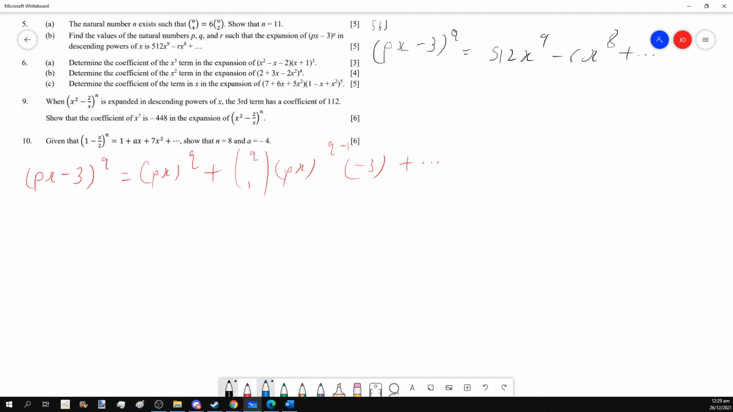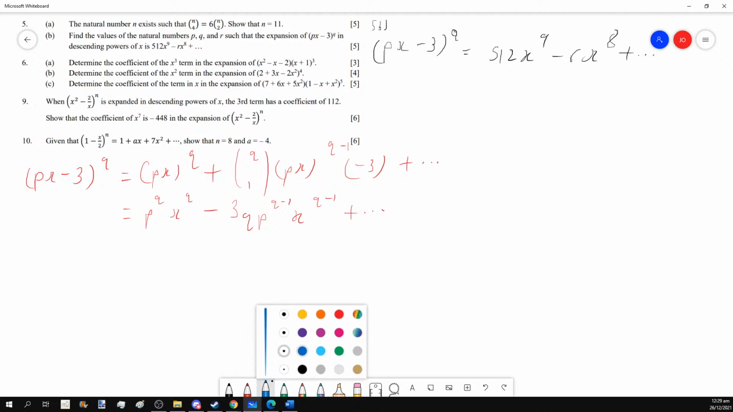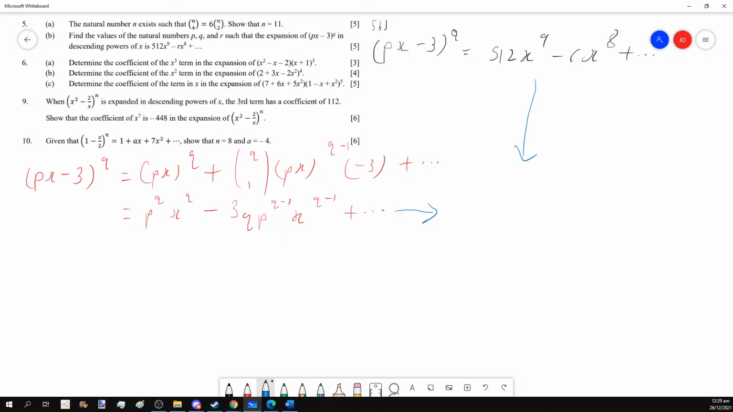So this guy over here, we will simplify him into p to the power of q, x to the power of q, minus 3q p to the power of q minus 1, x to the power of q minus 1, plus blah blah blah. So from here, we will combine these two, and we will say that p^q x^q minus 3q p^(q-1) x^(q-1) is identical to the first two objects that they have given us.